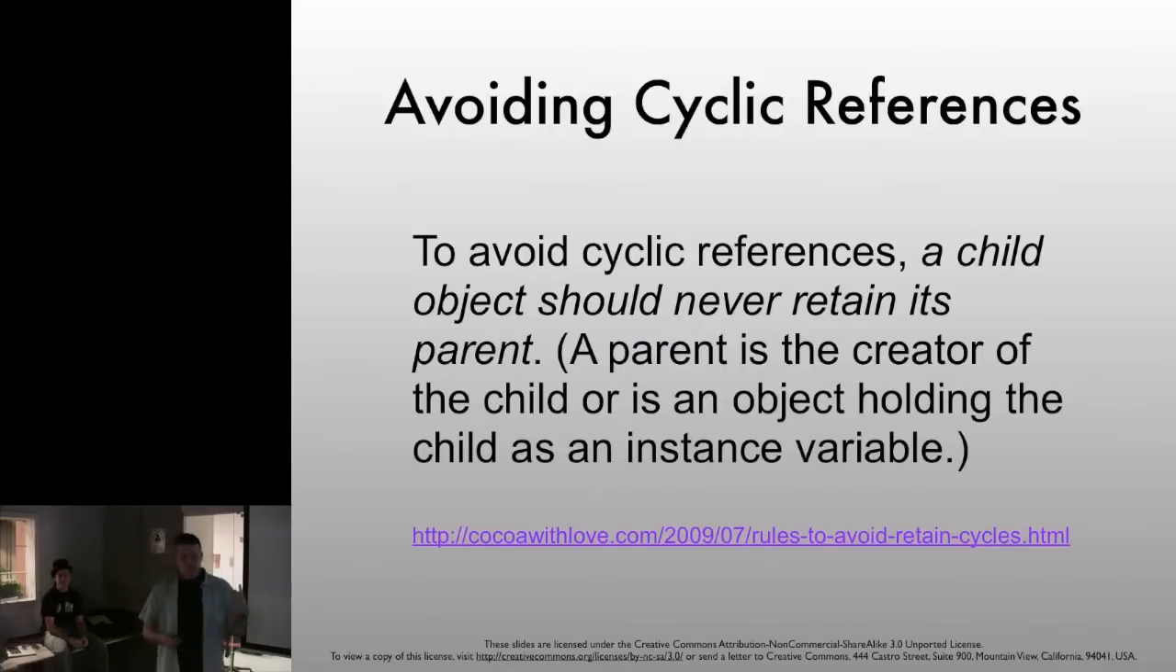So typically, the school of thought and the rule of thumb is, your child never retains your parent. You always retain on the way down. You never retain back up the chain. So your parent can retain references to your children, but your children never retain references to the parents or grandparent classes. The parent is the creator of the object and holds the child as an instance variable, which is really clear cut.